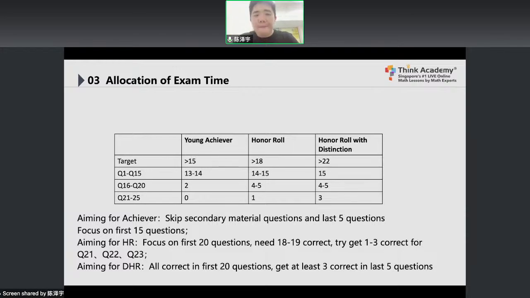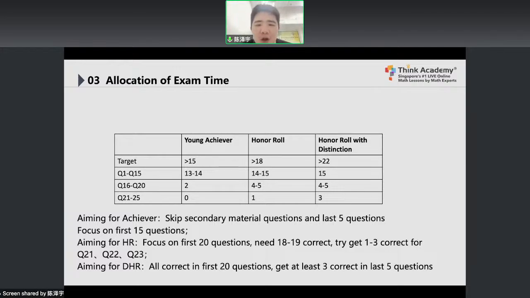Okay, so if you are aiming for the Young Achiever, just skip the secondary material question and forget about the last 5 questions. Just don't do the last 5 questions, because that's just a pure waste of time. Make sure that you can get at least 15 questions correct in the first 20 questions. Focus on the first 15 questions.